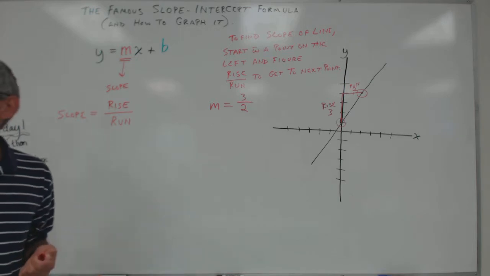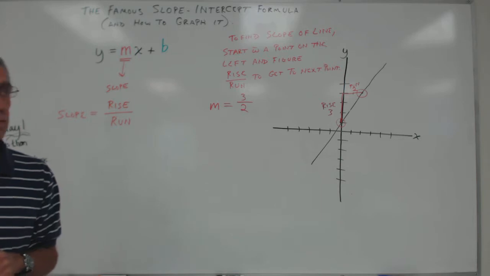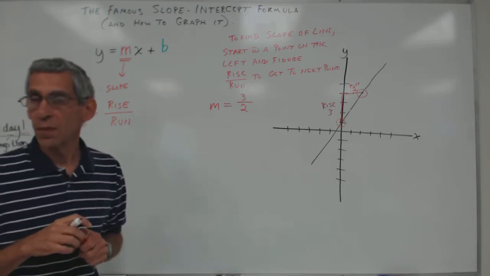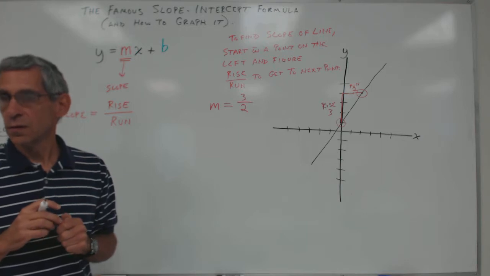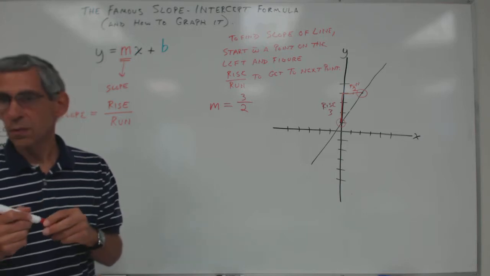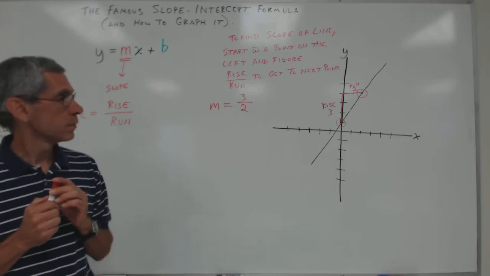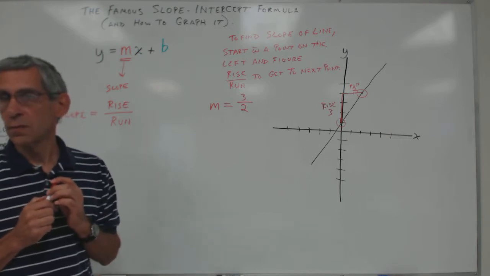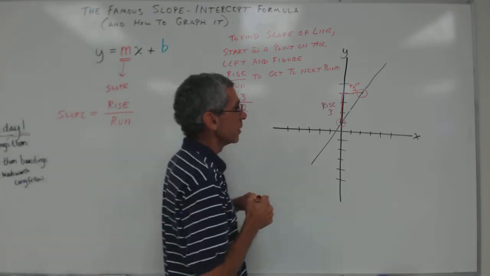Okay, why is, you know how the run is 2? Since the rise is 3 points to the next point, and the run is 2, why is that the next point? Could there be a different next point? Yeah, that's a good question.